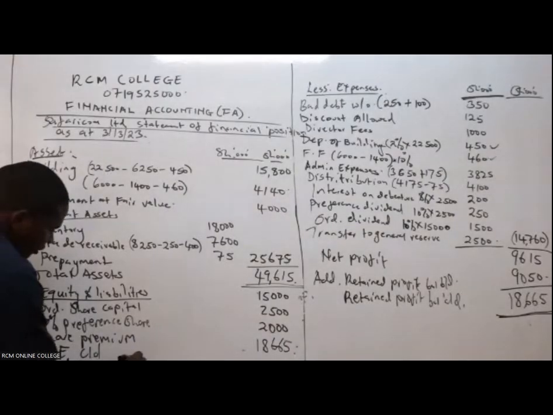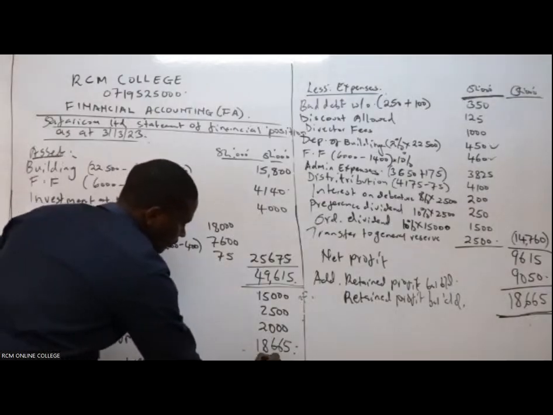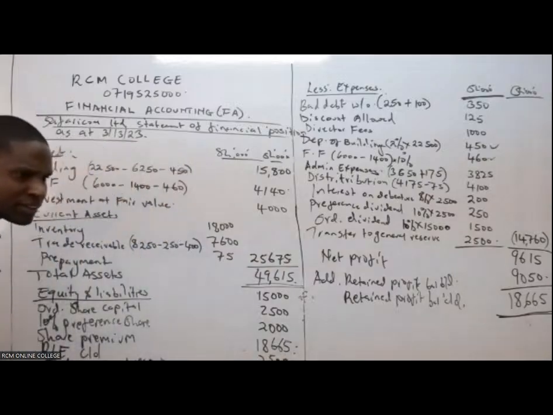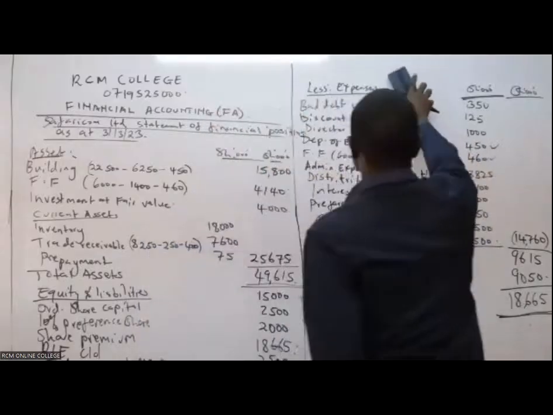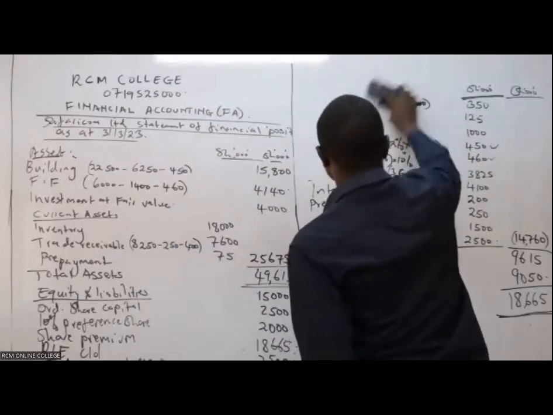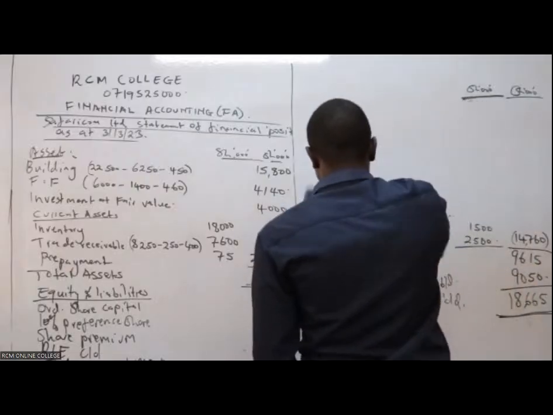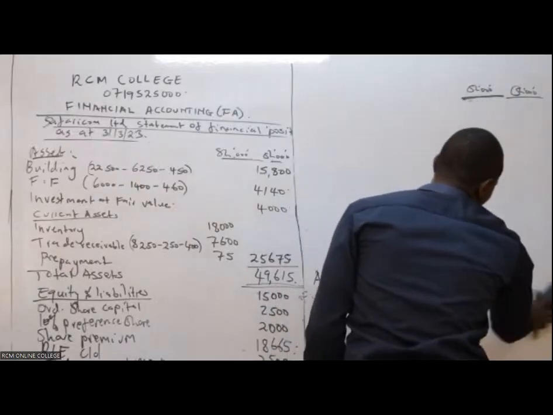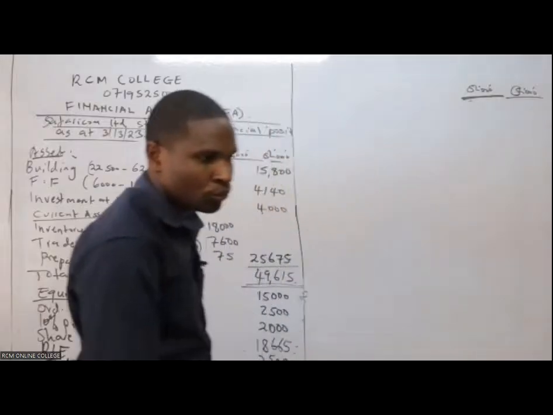General reserve. How much was it? The reserve was 25,500. Thank you. We are almost done. At least we will finish this now. That was the objective of today, to finish up with this.